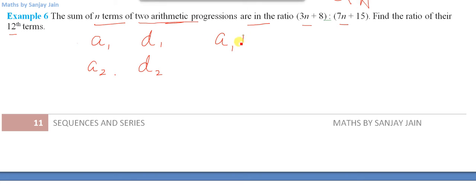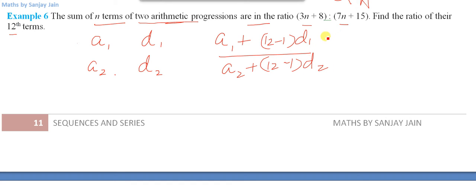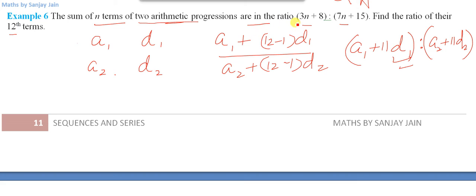So I need to find a1 plus 12 minus 1 d1 divided by a2 plus 12 minus 1 d2. Either you can say divided by, or you can use that ratio sign. So what I need to essentially find is a1 plus 11 d1 is to a2 plus 11 d2. This is what I need to find out. Okay, and what I am given is the ratio of the sum of n terms of these two arithmetic progressions.